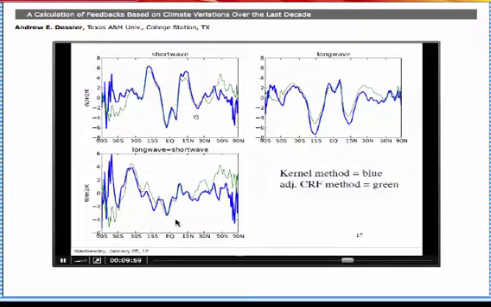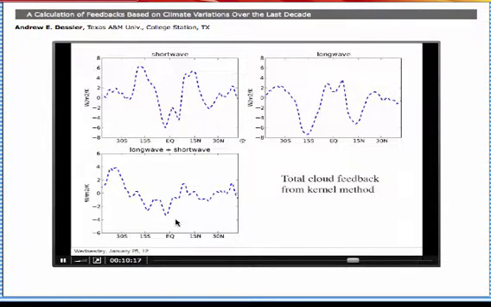So I take places where they agree as places where I can use the cloud kernel method to try to look at how the feedback is broken down among clouds. And so what I'm going to do is I'm just going to show now 45 to 45, since we don't really understand what's going on poleward of 45.